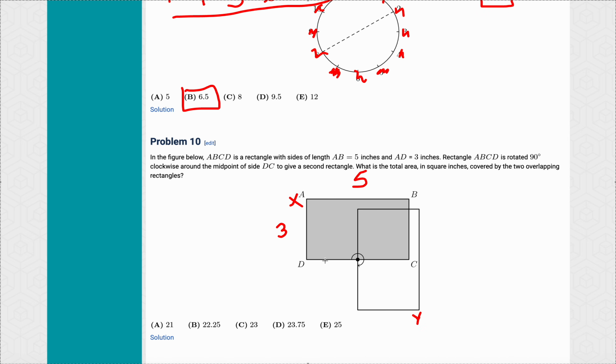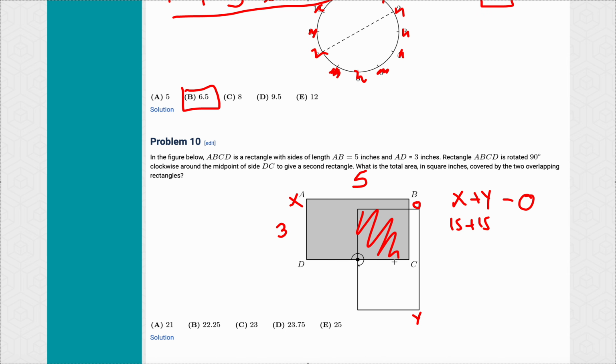And so the sum of the area of these overlapping rectangles is the area of X plus the area of Y minus the area of this overlap. So let's call the area of the overlap O. So X plus Y minus O. So we know X, we know Y, because they're both rectangles, 5 times 3. So X is 15 plus Y is 15. Now we want to find the area of this square O, which is the overlap.